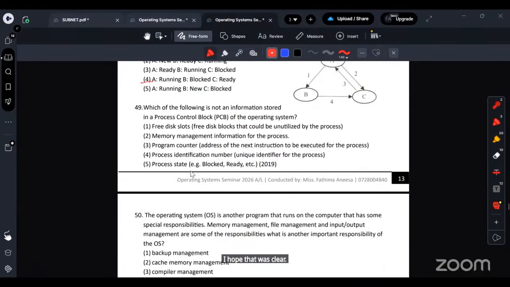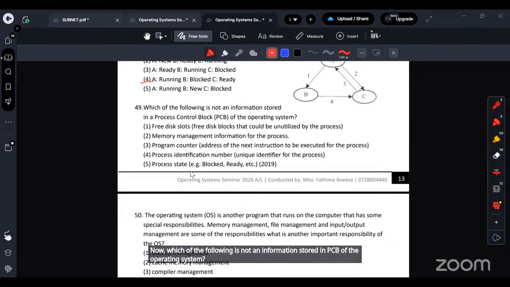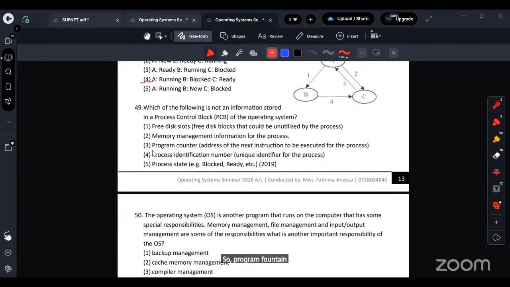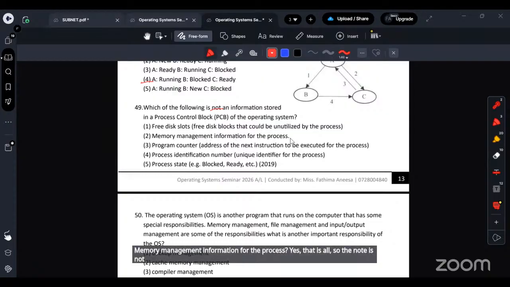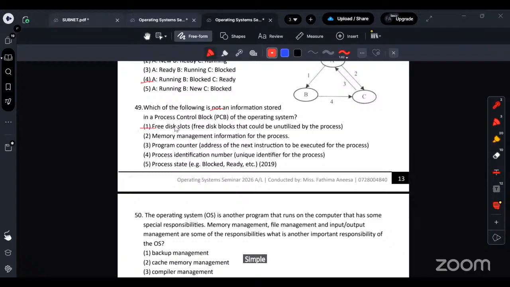Now, which of the following is not an information stored in PCB of the operating system? So program counter is there, memory identification is there, identification number, process state is also there. What else? Memory management information for the process? Yes, that is also there. No, it is not there. 3 disk slots. Simple. Read a similar question earlier.